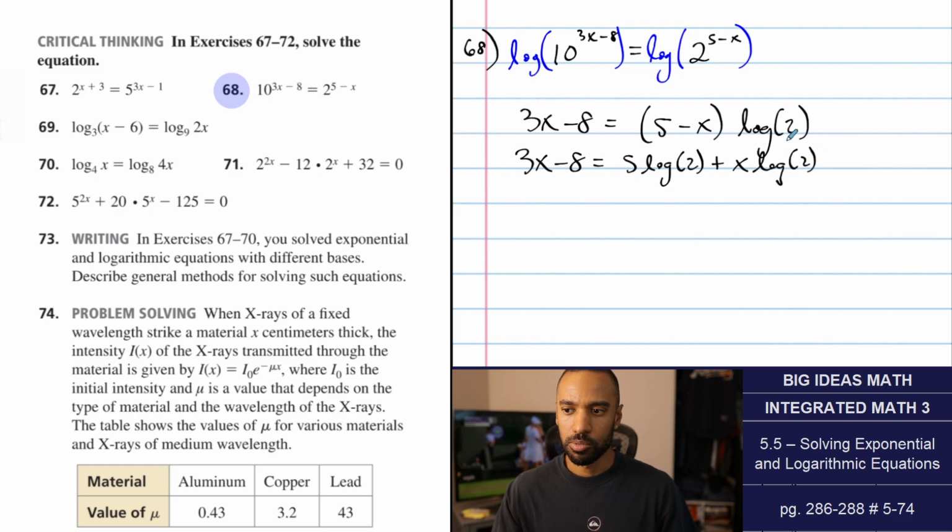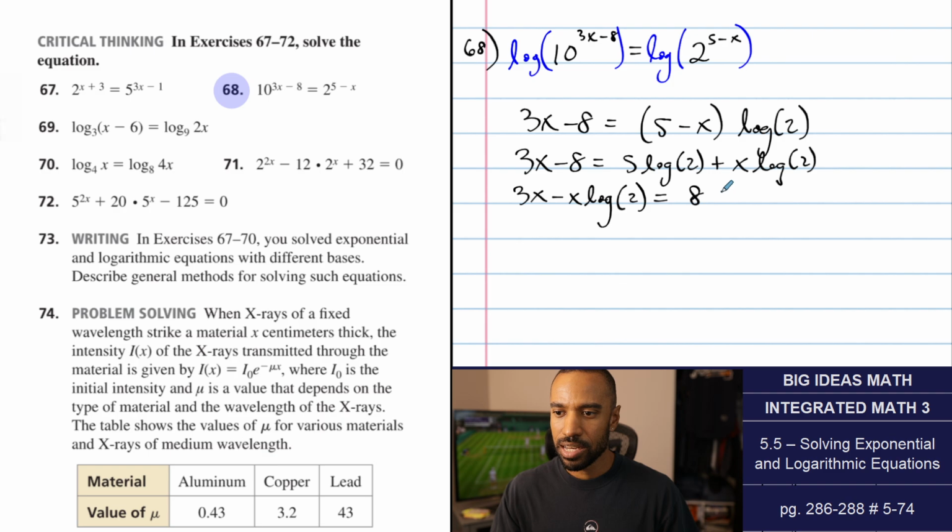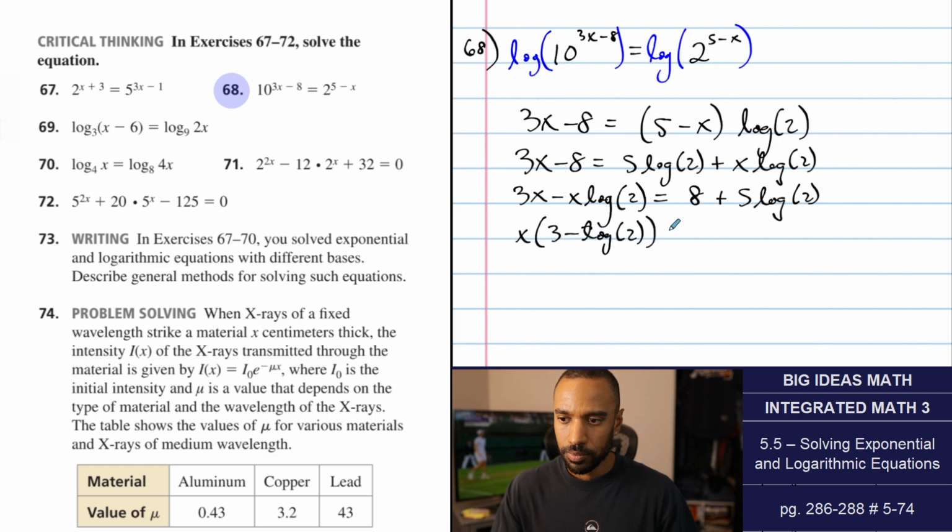Now let's get our x terms on one side. I'll go ahead and subtract the x term over. So I get 3x minus x times log of 2. I'm going to add the 8 over, equals 8 plus 5 times log of 2. Doesn't look like an exact inversion of things anymore this time. Factor an x out of these terms. I get x times 3 minus log of 2 equals, and I still have 8 plus 5 times log of 2.